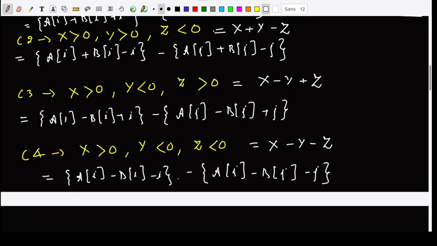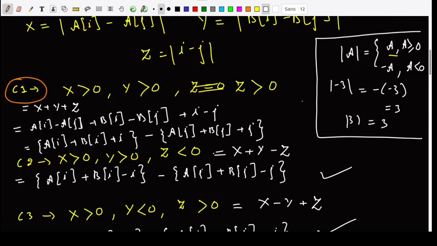So we essentially got our four equations. This is expression 1, this is expression 2, this is expression 3, and this is expression 4. We will compute the values of these four expressions for a given i or j, and then we will find the maximum of these four expressions, and that will be our answer.